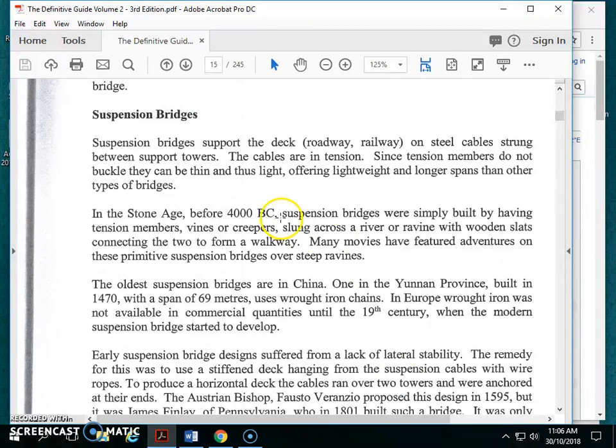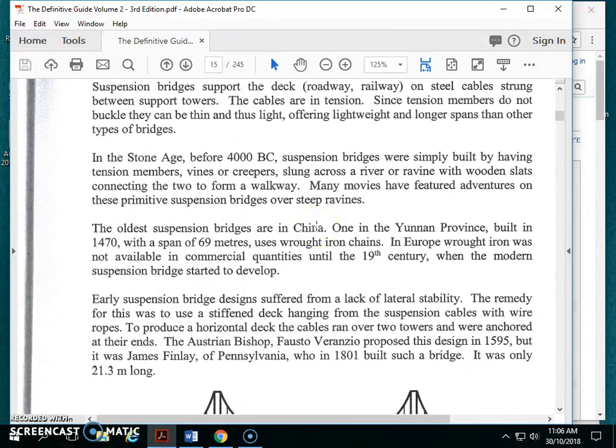In the Stone Age, so more than 6,000 years ago, we had suspension bridges that were built by just having vines or creepers slung across the rivers with wooden slats. Many movies have featured adventures across these primitive suspension bridges on steep ravines.